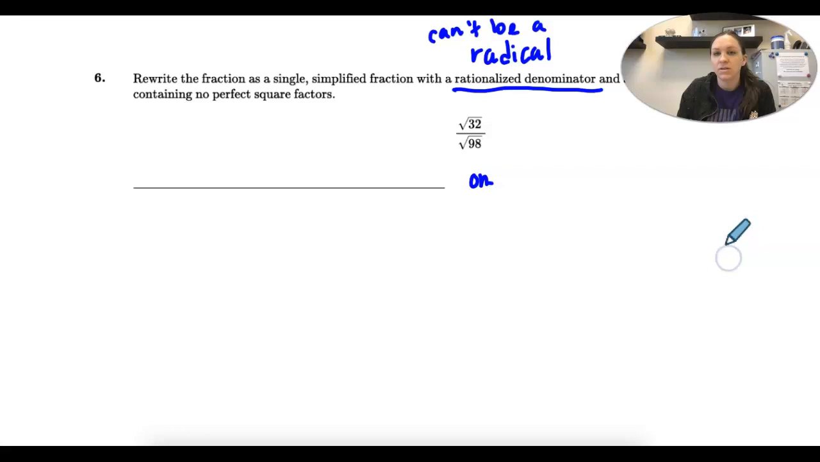And guys, I'm totally fine if you use calculators on this. So I have 32 over 98. If you put that in Desmos and click the fraction button, it will reduce it for you. And that's fine. So that reduces to 16 over 49. I'm going to bring that over here. So now I have a square root of 16 over 49.